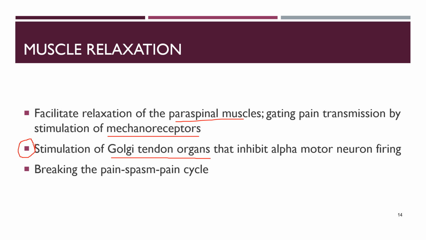We're trying to stimulate these GTOs to inhibit alpha motor neuron firing. So again, just think of you holding a heavy weight, you're doing a biceps curl, and you're just isometrically holding it there. At a certain point in time, we are going to stimulate those GTOs with that prolonged tension, and they are going to relax or inhibit some of that alpha motor neuron firing. So we're thinking of the same kind of response here for mechanical traction. If somebody has muscle spasms in their back, we're going to try to break that pain, spasm, pain cycle. Okay, and we'll do that by stimulating these GTOs.